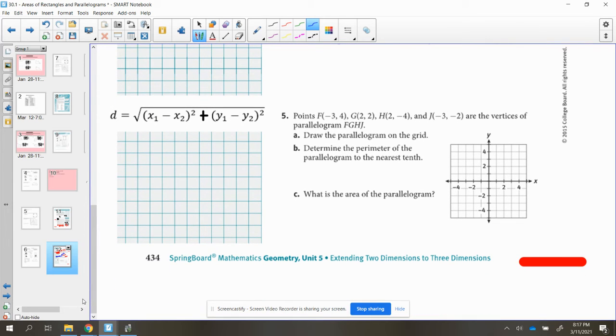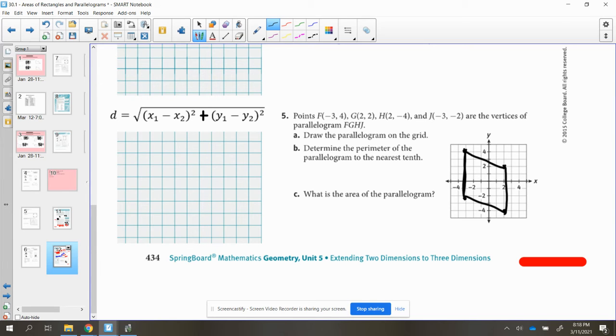Let's see. Now, as they are asking us for a parallelogram, if we sketch this picture, we're at (-3, 4). We are at (2, 2). We are at (2, -4). And we are at (-3, -2). And we see we have a parallelogram.